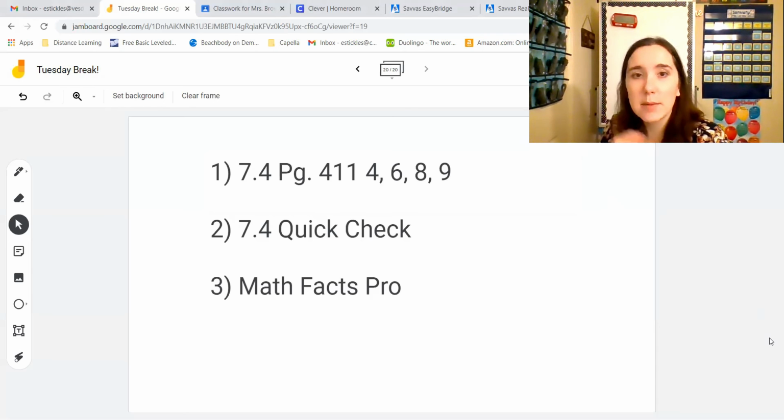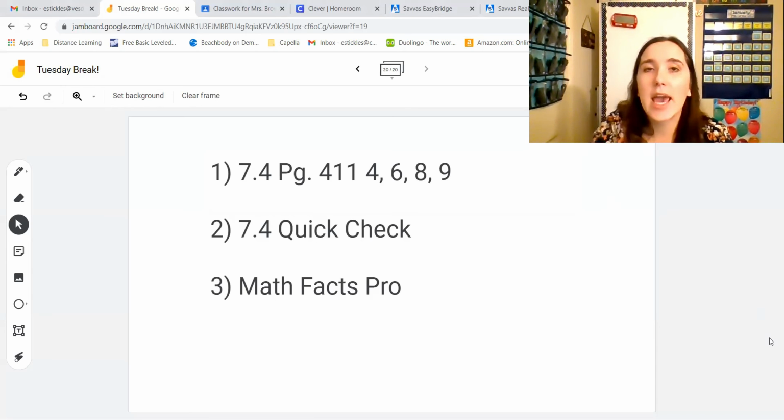Let's take a look at your assignment. You need to go back into our workbook and do problems 4, 6, 8, and 9, and then go do your quick check, and then go spend some time on MathFacts Pro. If you're in my class, if you don't have your 80 minutes already, you are more than welcome to spend some time on iReady, and I will see you guys next week.